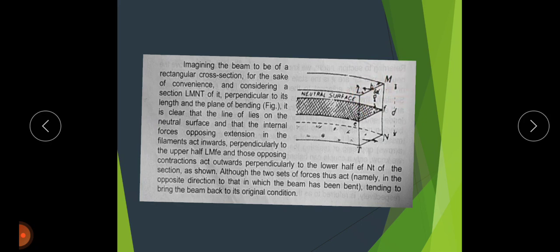These opposing forces contract outwards, perpendicular to the lower half. Here the lower half is taken as EFNT of the section, as shown. The two sets of forces thus act tending to bring the beam back to its original condition, that is, back to the neutral axis.